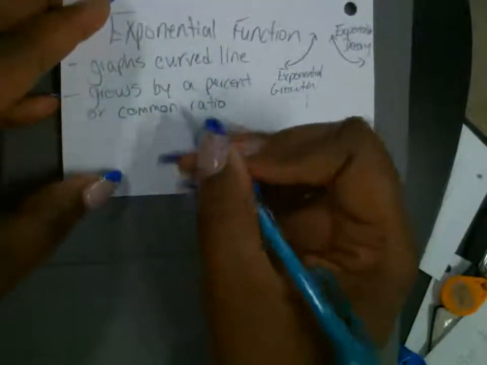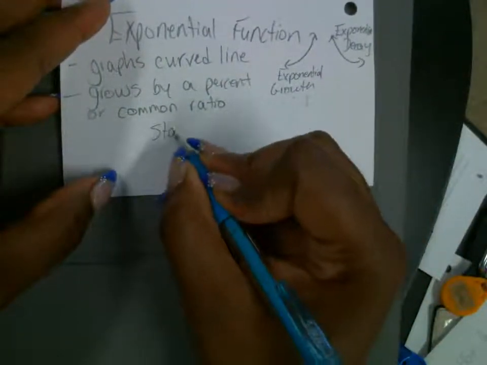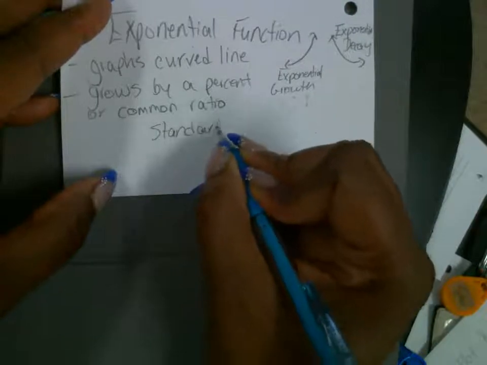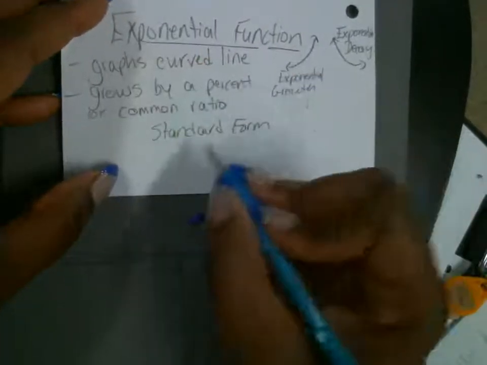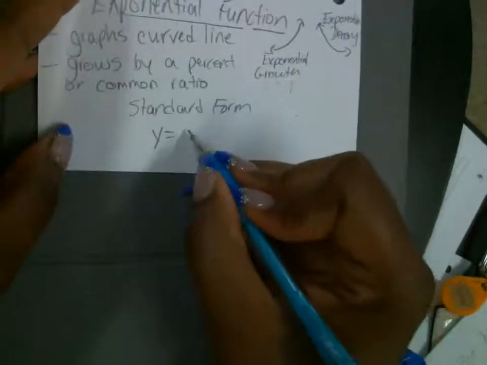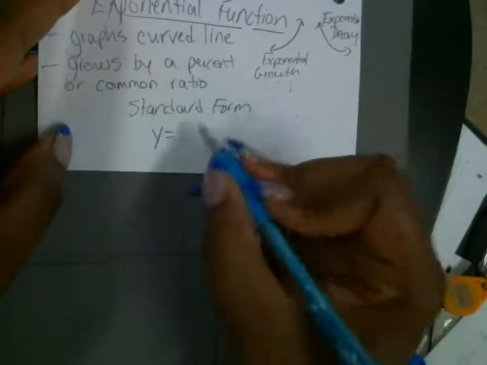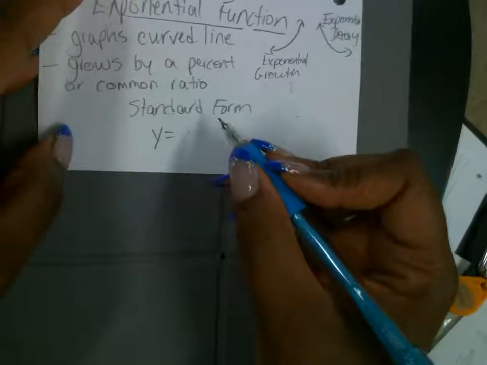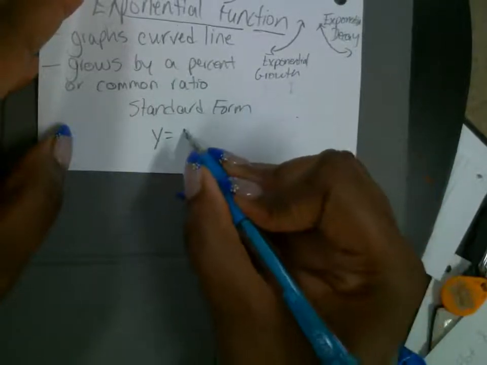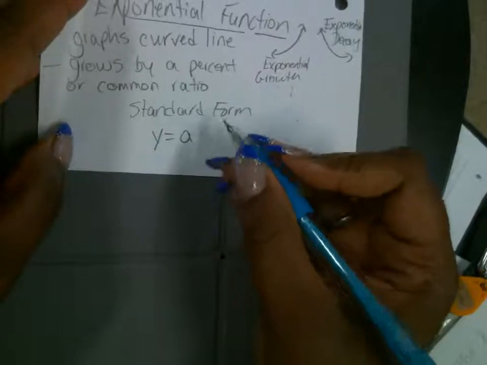Oh, you know what? For generic, what's the standard form? Should have put that first. What's the standard form for exponential functions? Y is equal to, anybody remember? A, X plus C, X. A is right. I heard somebody say A.